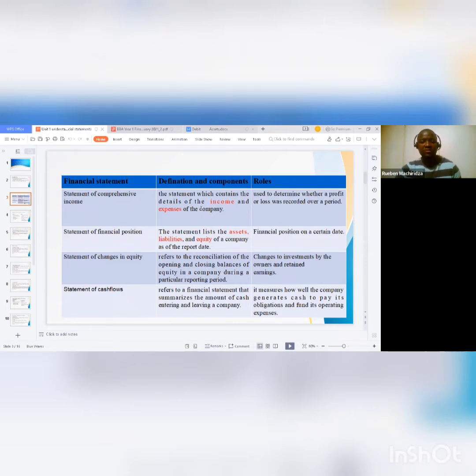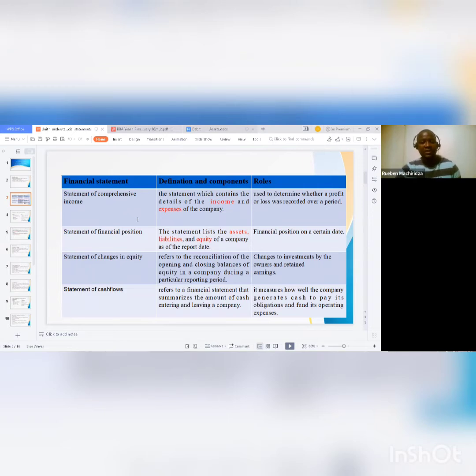What we want at the end of the day is the net of the two. The reason why we are in business is to make profit. So this is the statement that enables us to see whether we are making a profit or we are making a loss. So the net of the income over the expenses gives us either a profit or a loss. So if the income is more than the expenses, we have a profit. But when the expenses are more than the income, we record a loss. So we use the statement of comprehensive income to determine whether the business is making a profit or a loss.